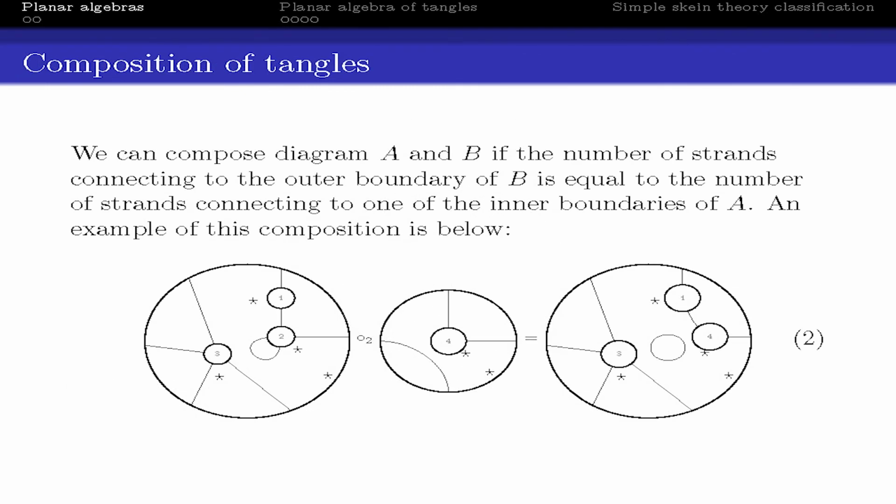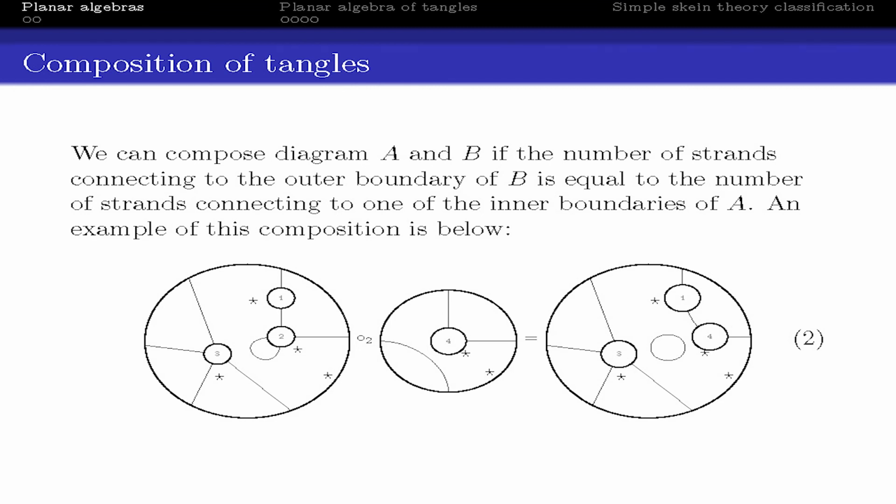So as it turns out, we can think of these planar tangles as the operations on a planar algebra, and these planar tangles will form an operad, an operad under composition. So how do we compose two tangles? We can compose two tangles if the number of strands connecting to the outer boundary of one of them equals the number of strands connecting to the inner boundary of the other. So an example of this composition is here.